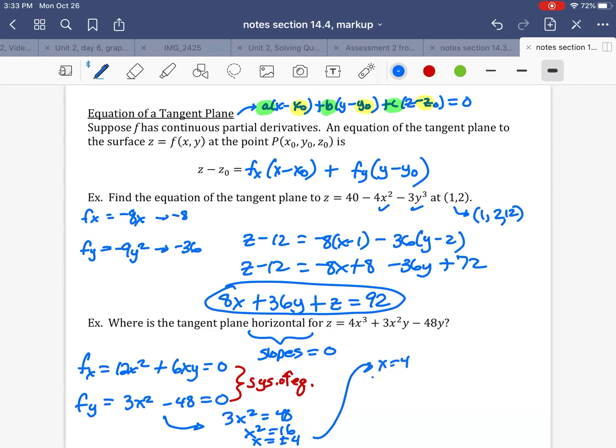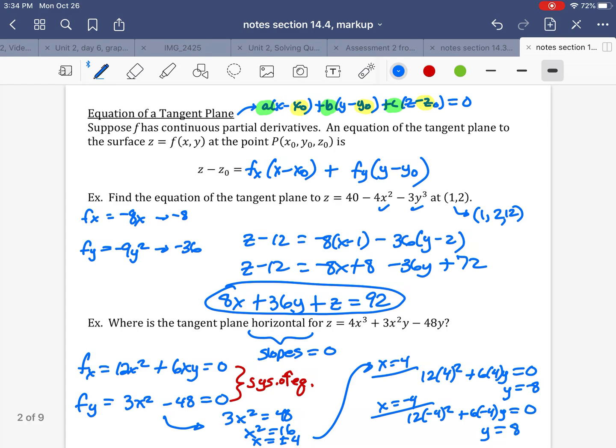So if x equals 4, f_x would be, let's see, 12 times 4 squared plus 6 times 4 times y equals 0. You work that all out and solve it, and you'll get that y has to be negative 8. And then if you do the same thing for x equals negative 4, you'd have 12 times negative 4 squared plus 6 times negative 4y, and you get y equals positive 8.